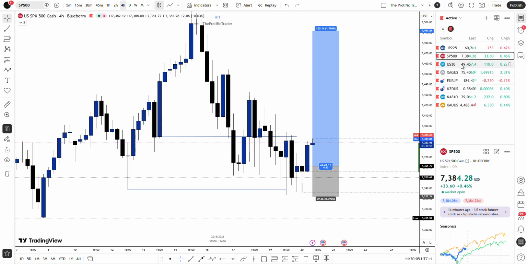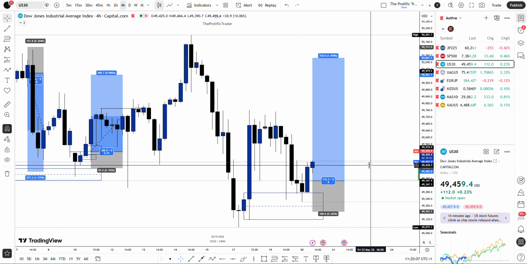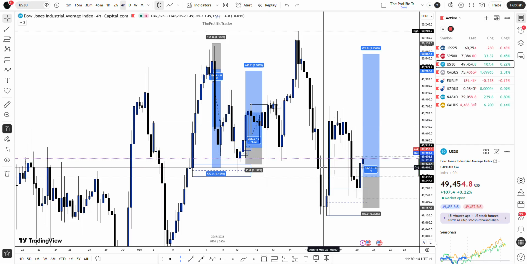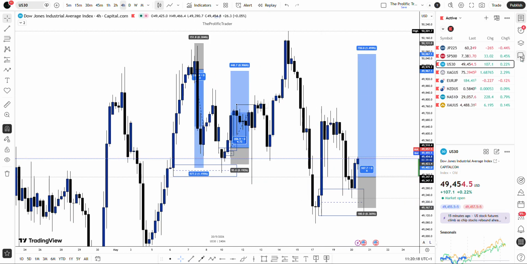Okay, the next guy is US 30. So the US 30 has already printed all its intentions, even from Monday, right? I think we took this buy. I think so.